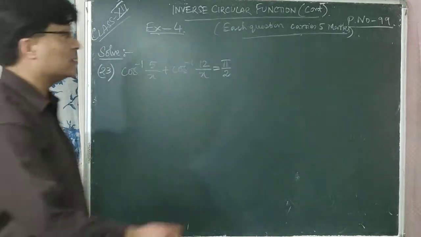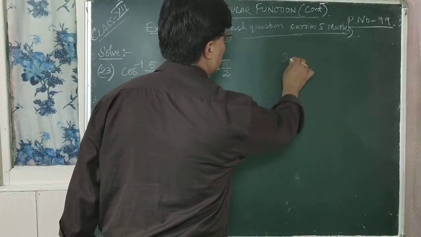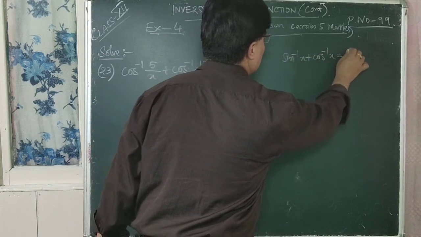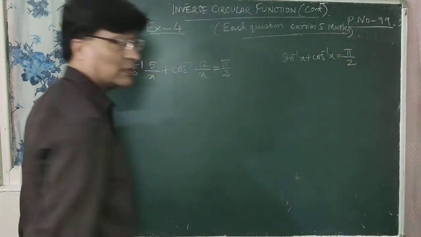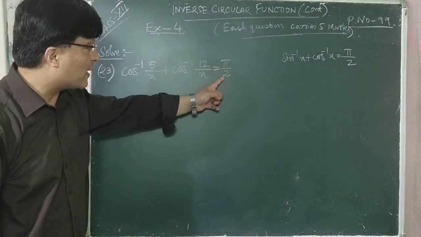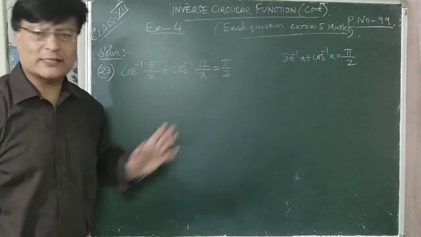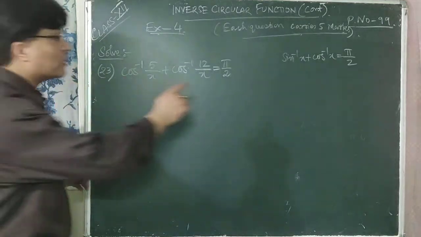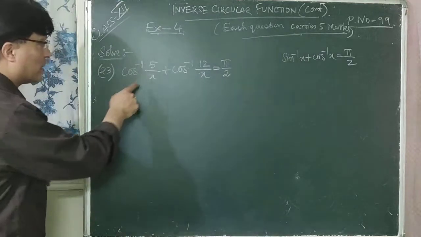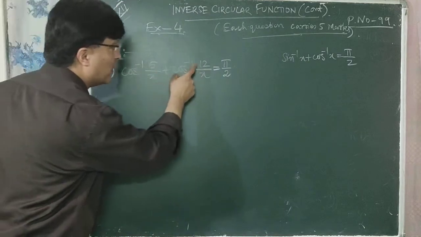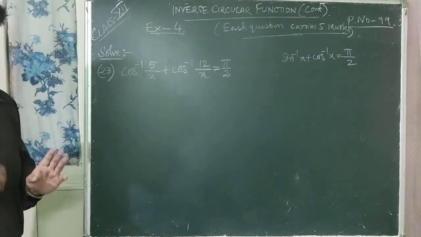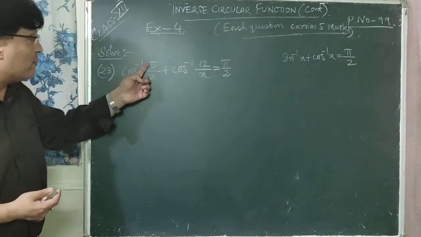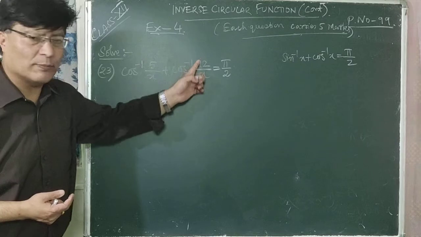So you know that sin inverse x plus cos inverse x is also pi by 2. You know that, isn't it? Since it is given here as pi by 2, we know that sin inverse x plus cos inverse x is also pi by 2. So instead of this x, you can write either 5 by x or 12 by x.